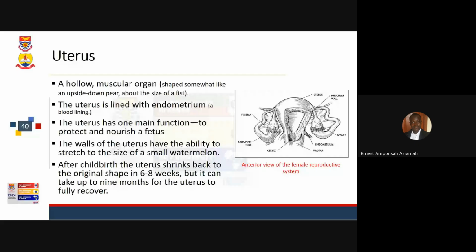So the uterus is a hollow muscular organ, shaped somewhat like an upside down pear. Did I hear you say the fallopian tube carries sperms? Because I know it carries the eggs to the uterus so that it can fertilize over there. So how come the fallopian tube can carry sperms?